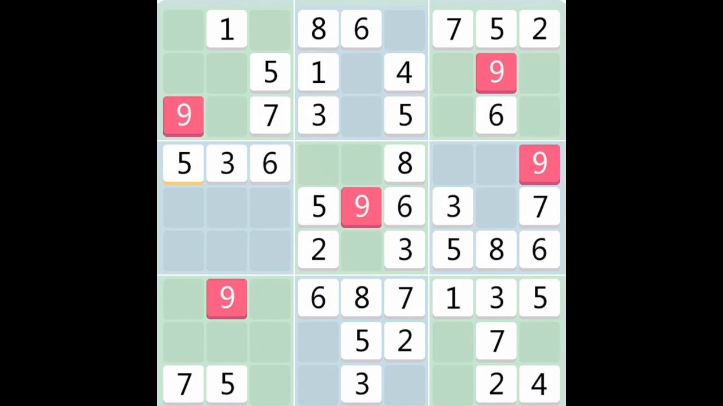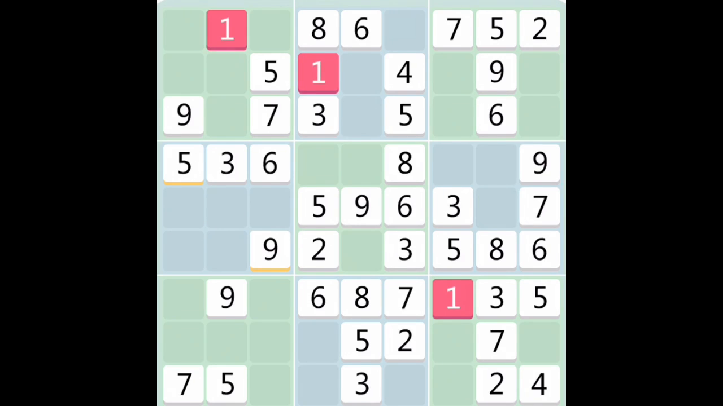Okay, now we have number 9, and we're going to work on this row. This one eliminates this one, eliminates this one, and this one eliminates this one. So there's only one square left where the 9 can go in that row, and we go ahead and plug it. Let's see one last example.